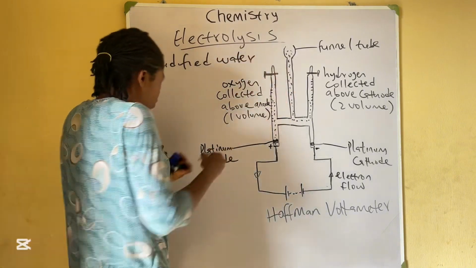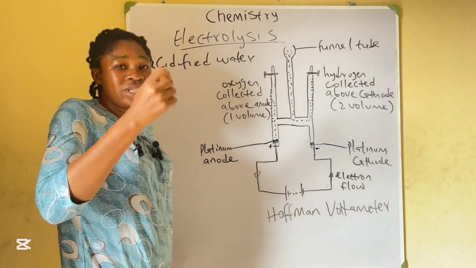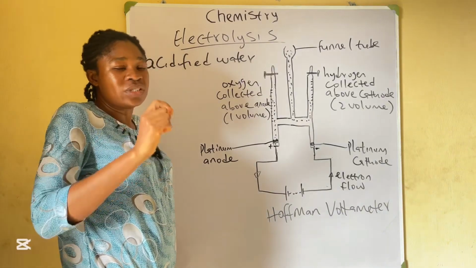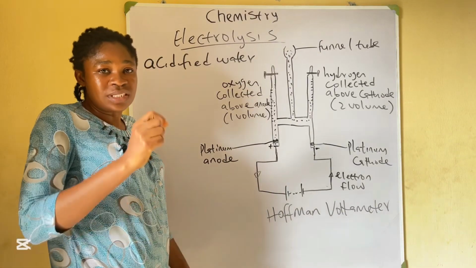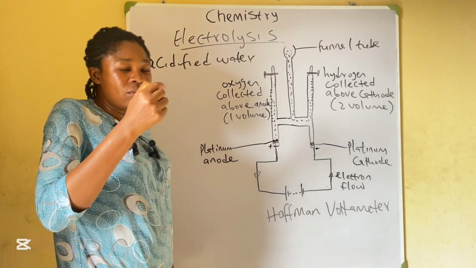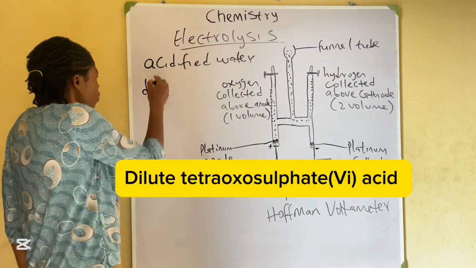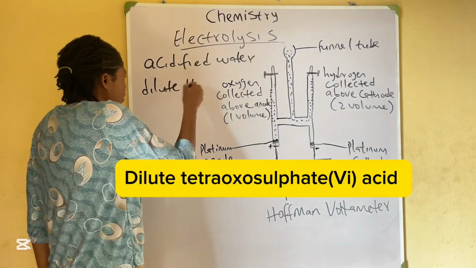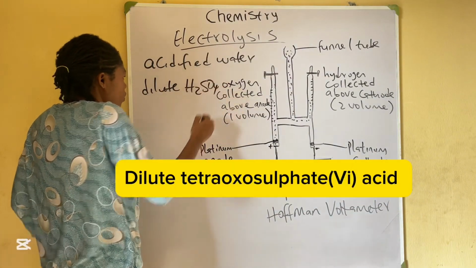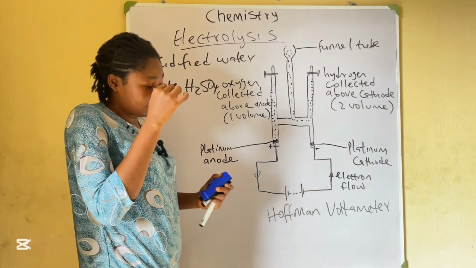So what is acidified water? Just water that few drops of concentrated tetraoxide of acids has been added to it. So you can also call it electrolysis of dilute tetraoxide of acids.